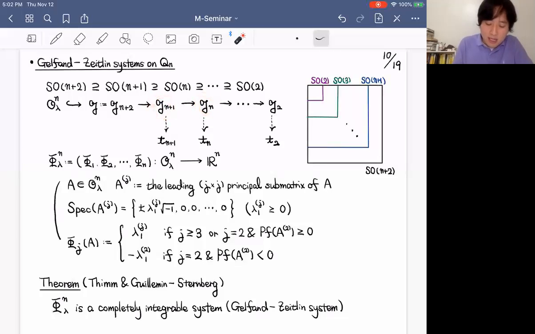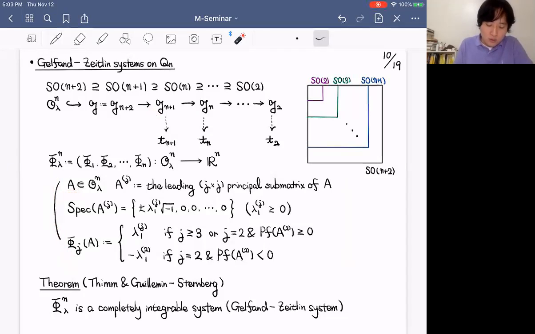Lie algebra, there are conjugation actions by SO(n+1) and then SO(n) and so on. So by using the action, we can obtain a block diagonal matrix. And then through the block diagonal matrix, we can construct the Gelfand-Zeitlin system. So let's be more concrete. So here is a more concrete recipe to compute it.